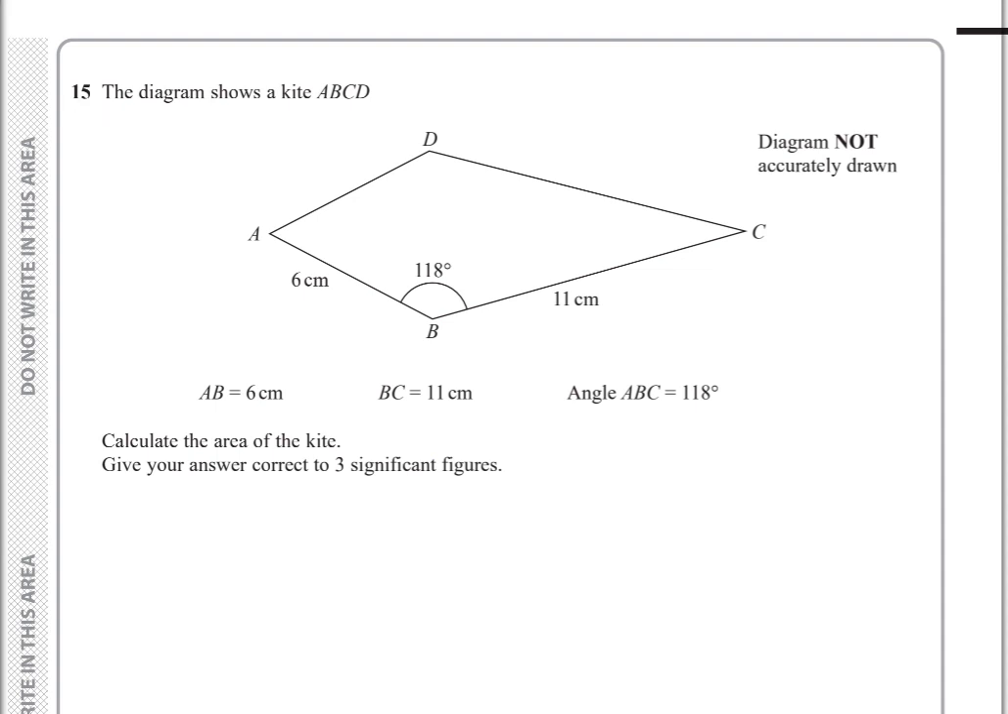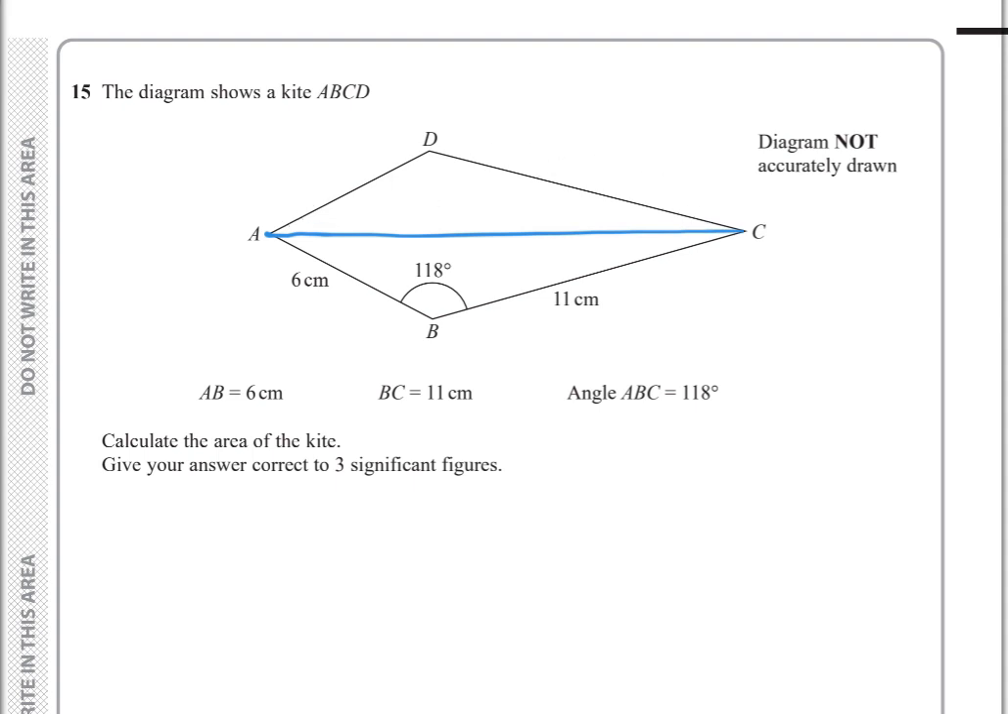Number 15, the diagram shows a kite ABCD. AB equals 6 centimeters, BC equals 11 centimeters, angle ABC equals 118 degrees. Calculate the area of the kite. If we join AC, we divide the kite into two congruent triangles. So if you find the area of this triangle, multiply by 2 to find the area of the kite.